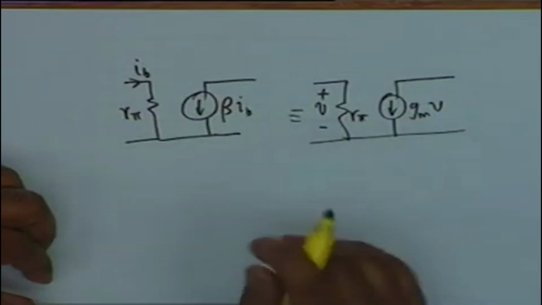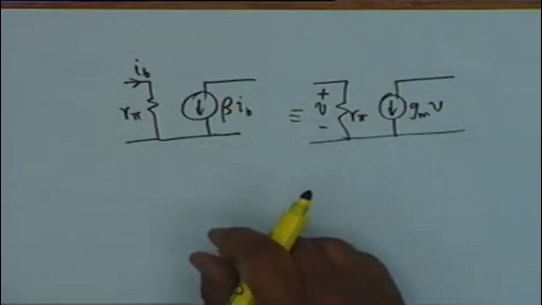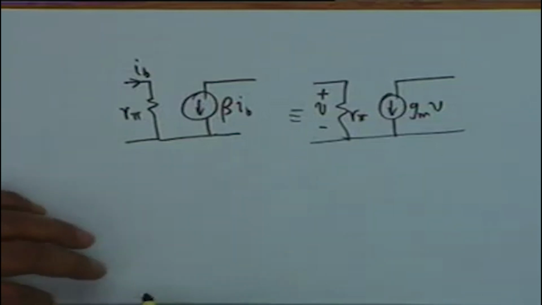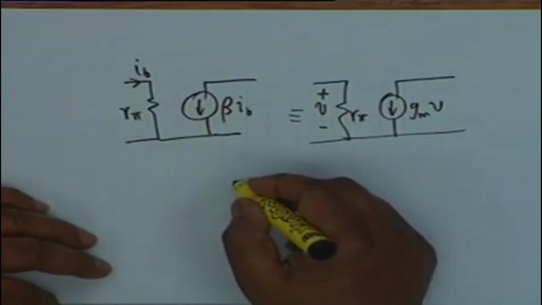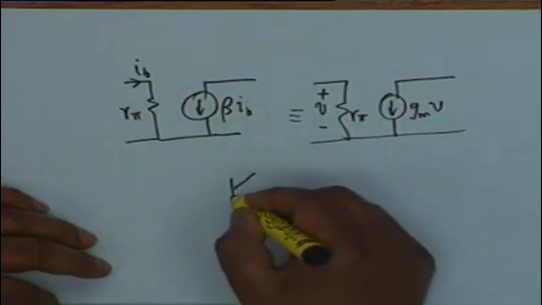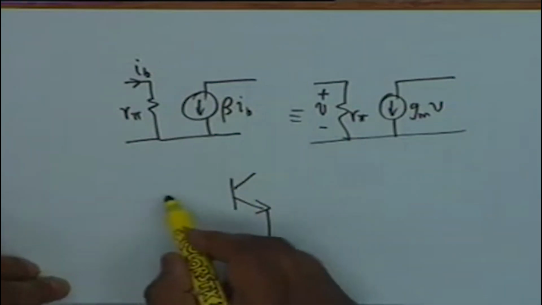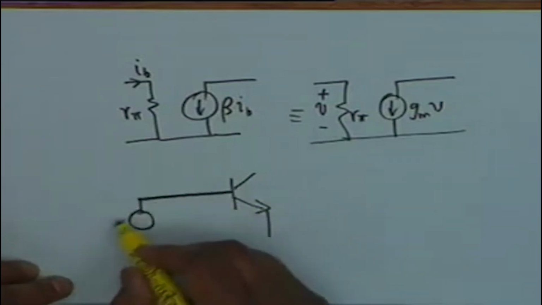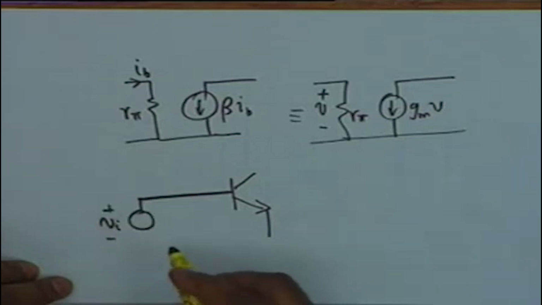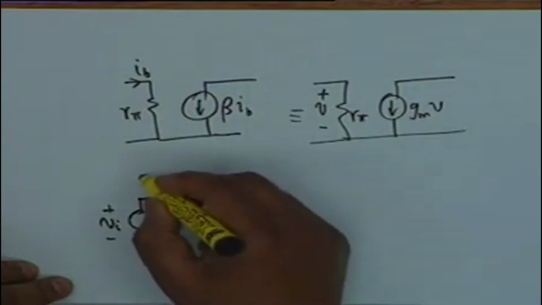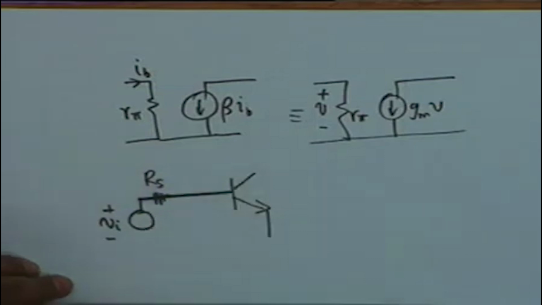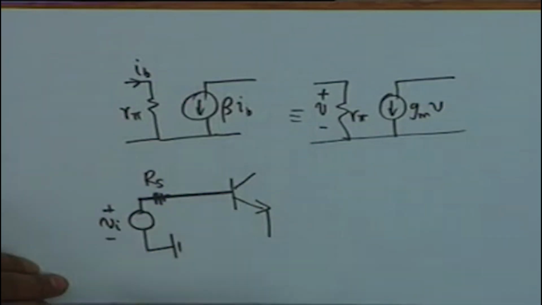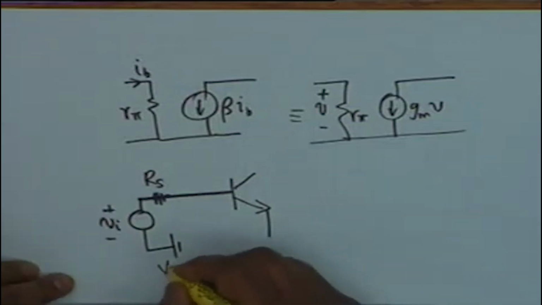They are absolutely equivalent to each other. Suppose now we make an amplifier, the most elementary amplifier, that is we have, let us say, Vi, perhaps we can include a source resistance Rs, then of course we have the DC bias, let us say VBB.